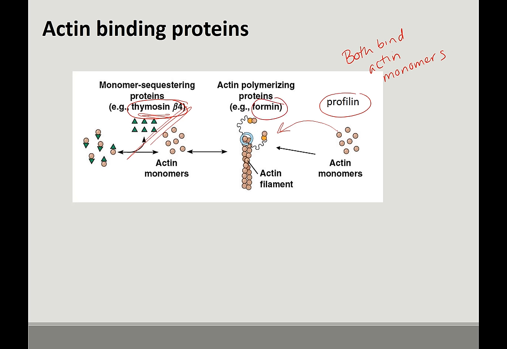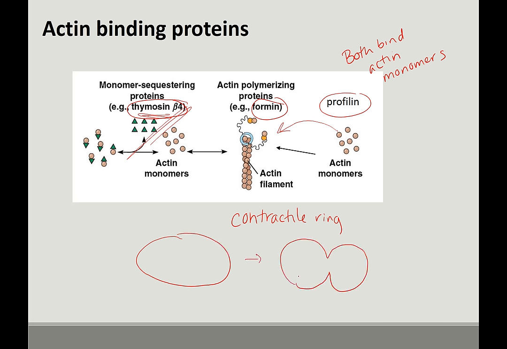Formin listed right here. This is really important in making what we call the contractile ring. So when an animal cell grows and is ready to divide, it starts to pinch in the middle. And what's going to be formed right here is a contractile ring made of actin. And it's going to basically squeeze it tighter and tighter until you have two cells. So formin is the actin binding protein that you can see binds to these actin filaments, has kind of these long arms and kind of grabs these actin filaments and makes it grow.